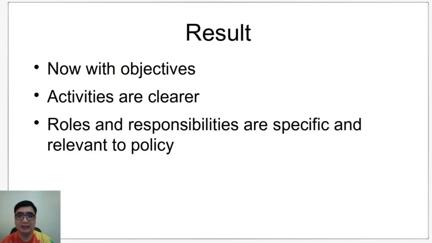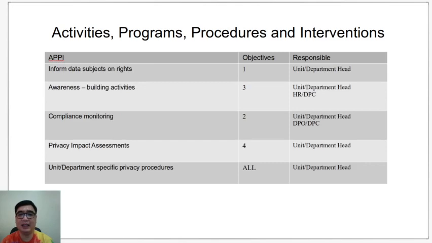So the result is now your policy has objectives. The activities are clearer, and you can attribute specific roles and responsibilities to specific people. And these roles and responsibilities are relevant to the policy. So for instance, in the new policy, unit and department heads will take care of awareness building activities, compliance monitoring, holding privacy impact assessment, etc. They are enumerated clearly in their roles and responsibilities.